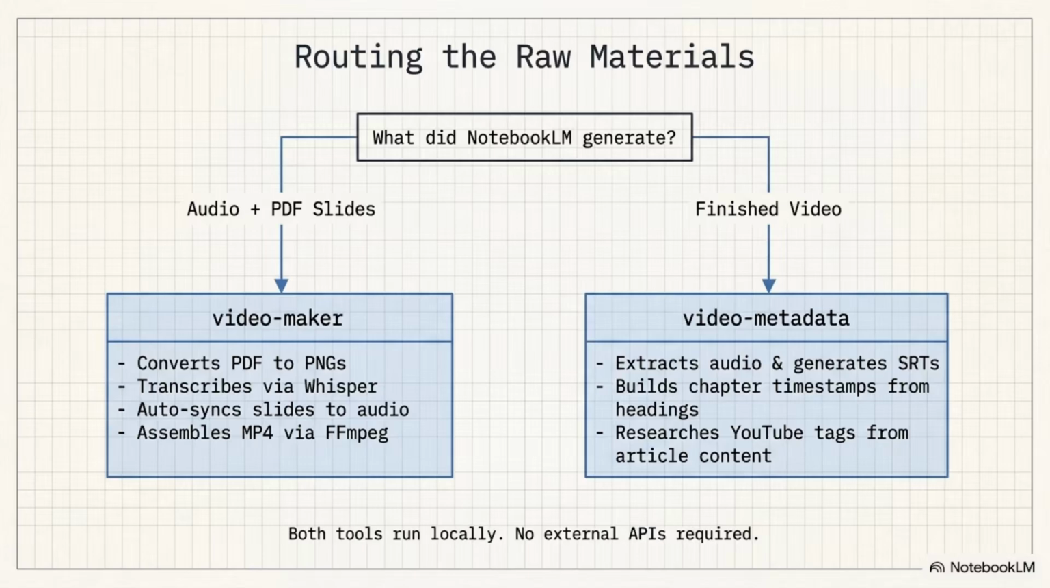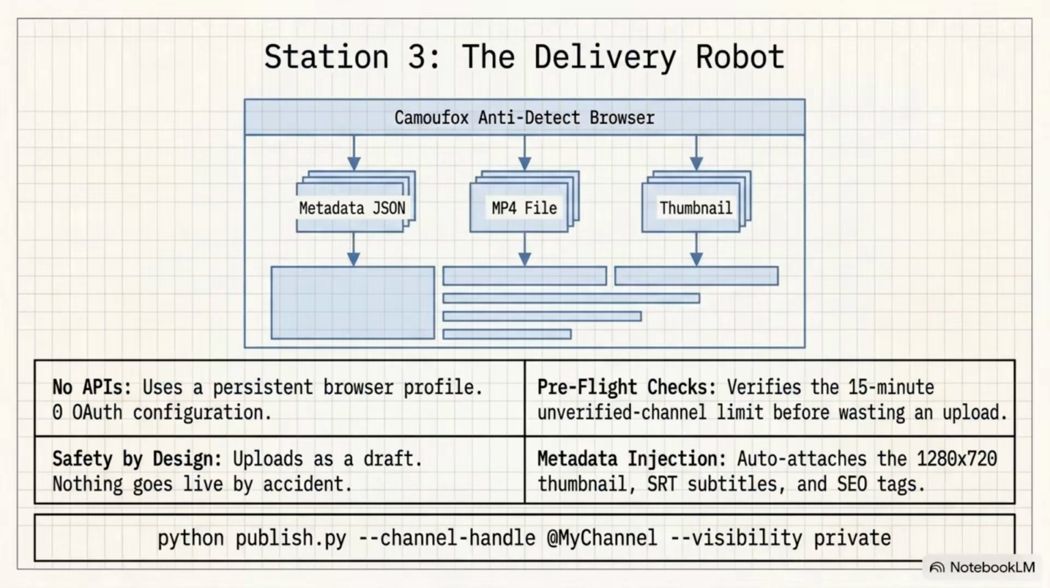Here's where it gets really interesting, though. The final tool, Video Publisher, grabs the video and the metadata to publish it as a private draft. But it doesn't use YouTube's official data API. No, it uses a CamelFox anti-detect browser session. Right. And to be clear for you listening, CamelFox is a specialized browser that basically tricks websites into thinking an automated bot is a real human clicking a mouse.